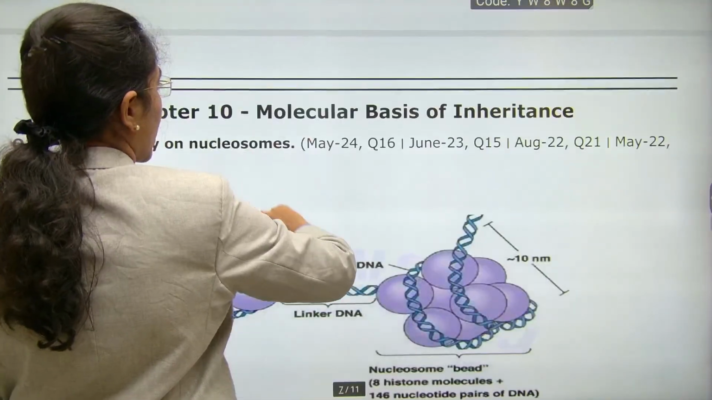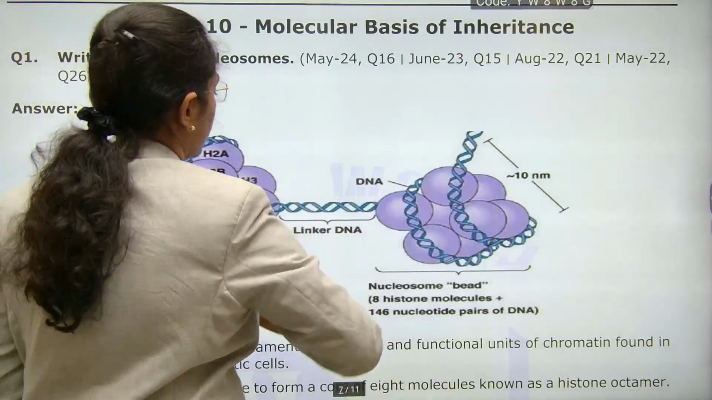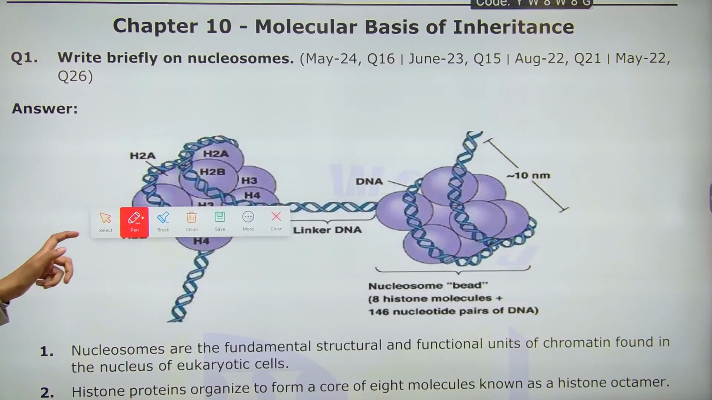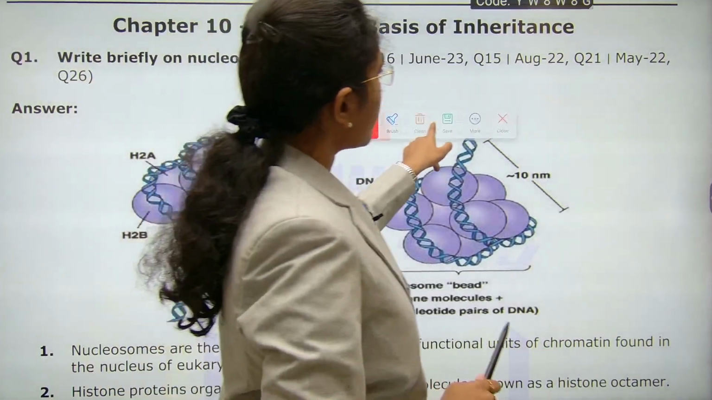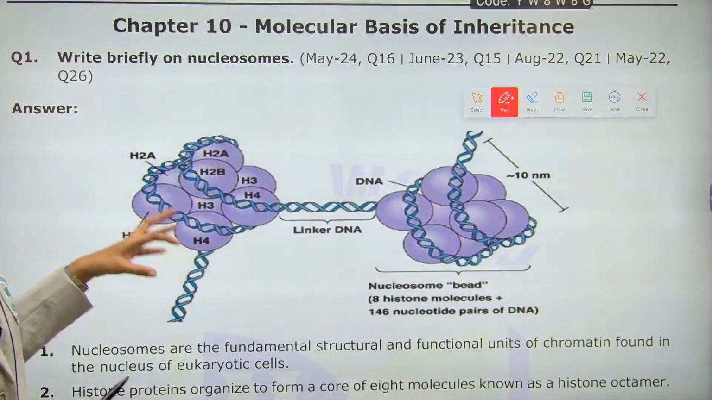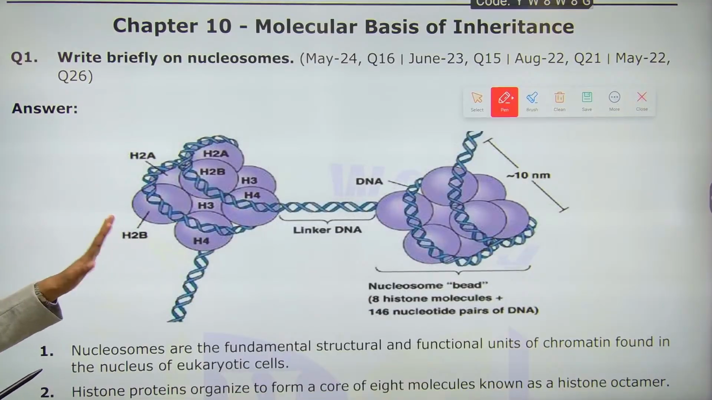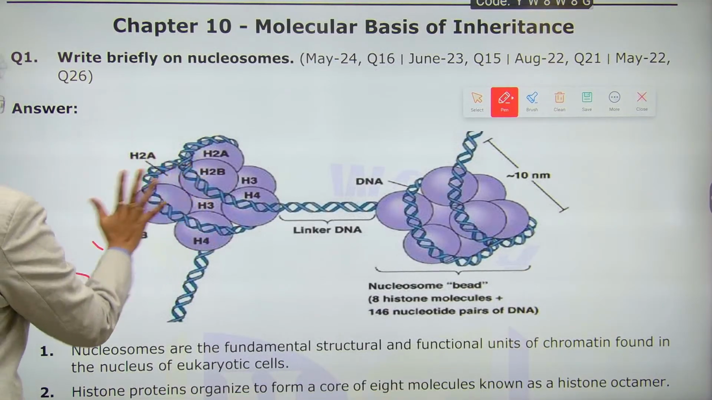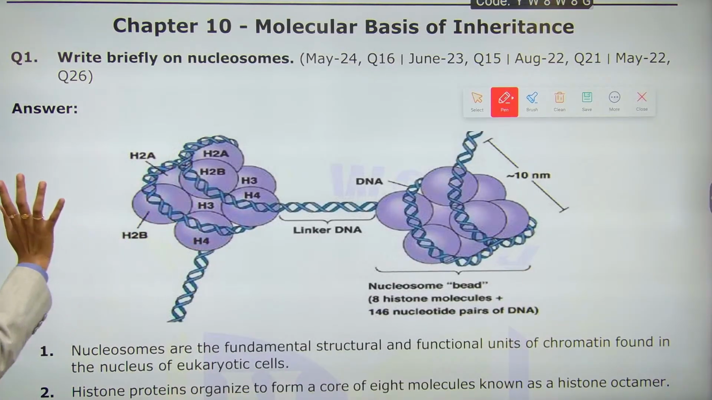Next chapter is molecular basis of inheritance. Nucleosome model is a very major concept both for your objective and your subjective exam. See, nucleosome model was asked many times in 24, 23, 23. Even in long answer type questions, nucleosome model is expected. So here, if you see the nucleosome model, you have to remember a few things.